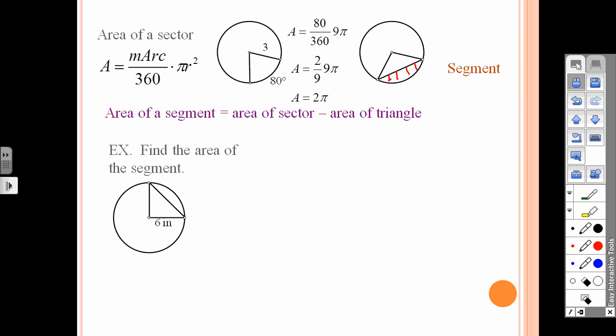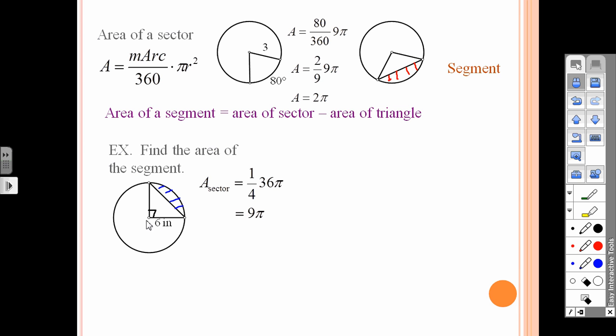So let's see. If we have a circle whose radius is 6 inches, and I know I didn't draw this in, but this should be a right angle right here. Okay, so to figure out the area of this segment, which is just this little piece, we're going to figure out the area of the sector. So the area of the sector is going to be 1/4 the area of the circle, which is 36 pi, so we get 9 pi.